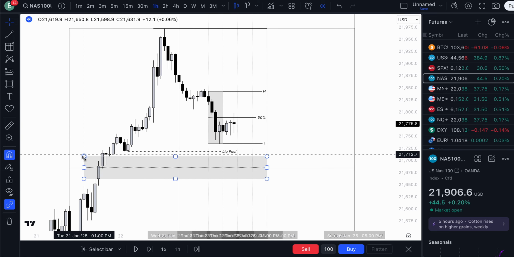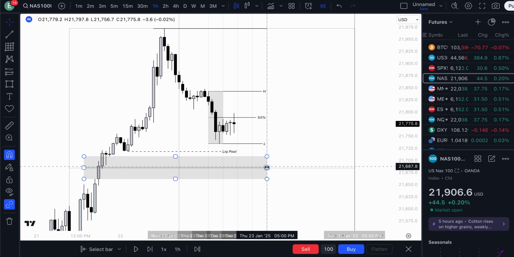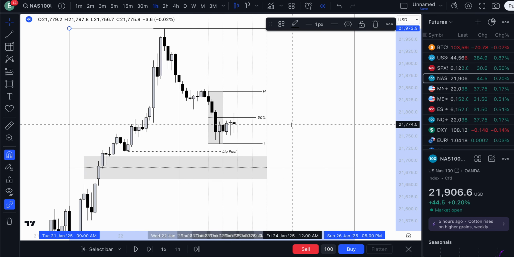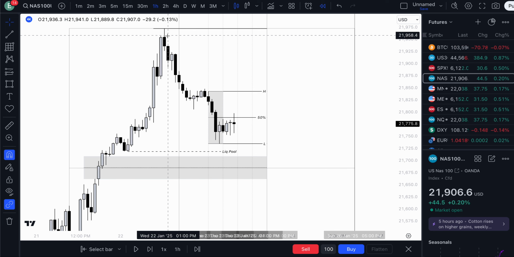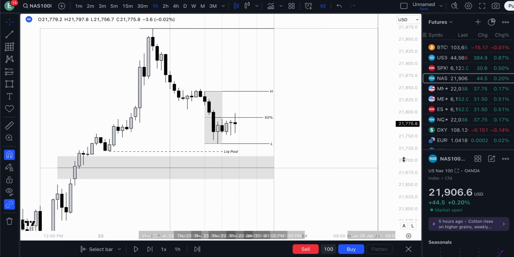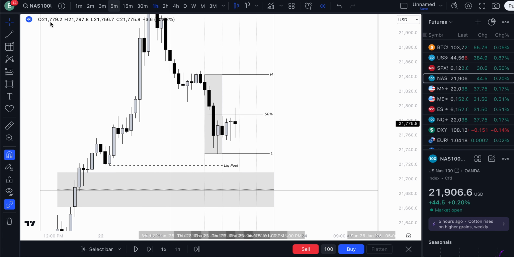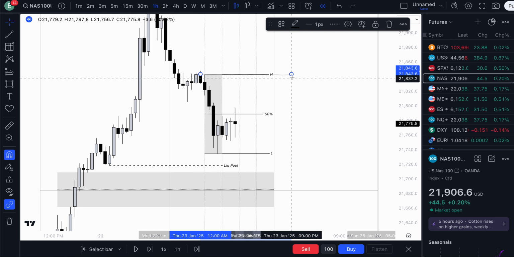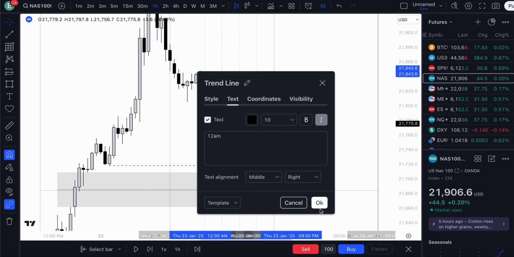We have a key level, which is this 4-hour fair value gap, in line with the equilibrium of the dealing range. We have this one-sided bearish candle on 1 to 5, that was London session. And then we have midnight, which opened right here, which is the high. So keep that in mind.